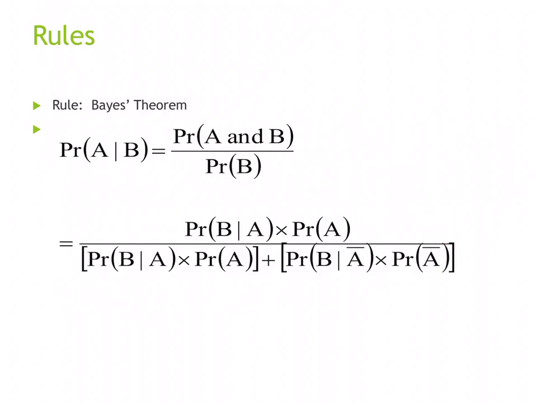And then lastly, Bayes' theorem, which we talked about earlier. The probability of A given B is the probability of A and B over the probability of B, which when we turn to Bayes' theorem, is the probability of B given A times the probability of A, over the quantity of the probability of B given A times the probability of A, plus the probability of B given the complement of A times the probability of the complement of A. Remember, the complement of something is the event not occurring.